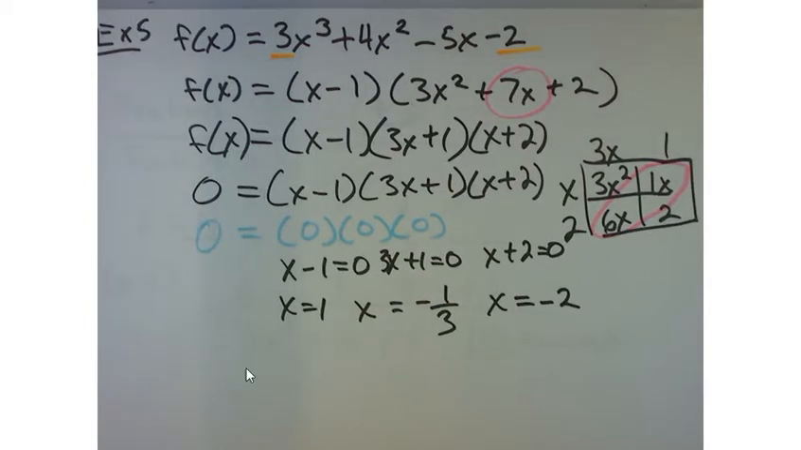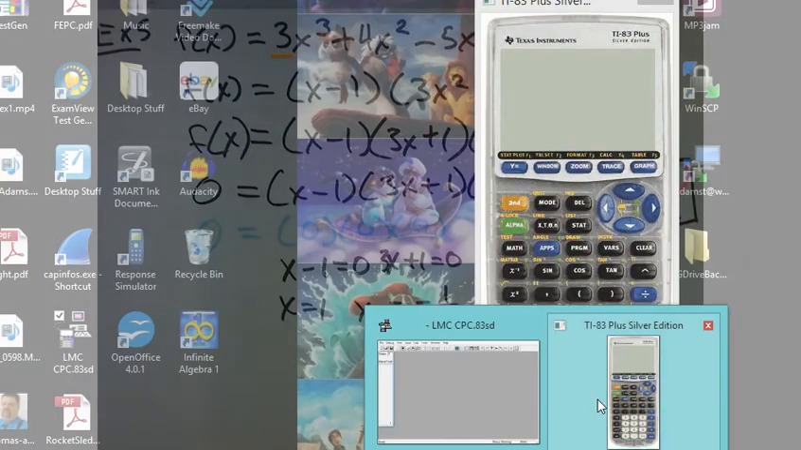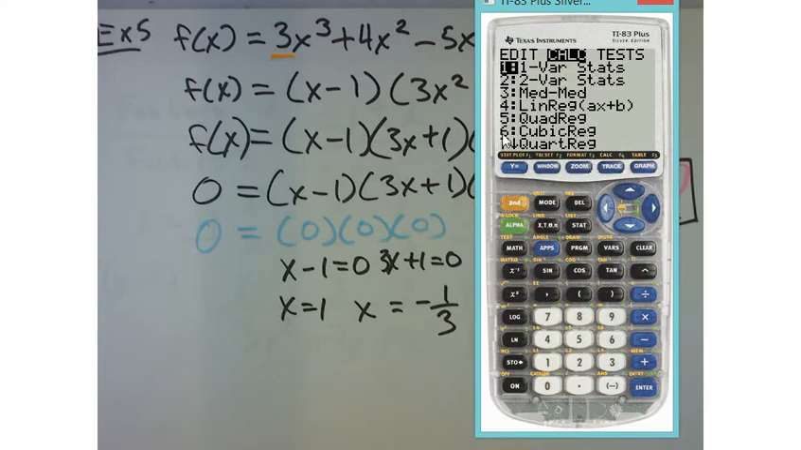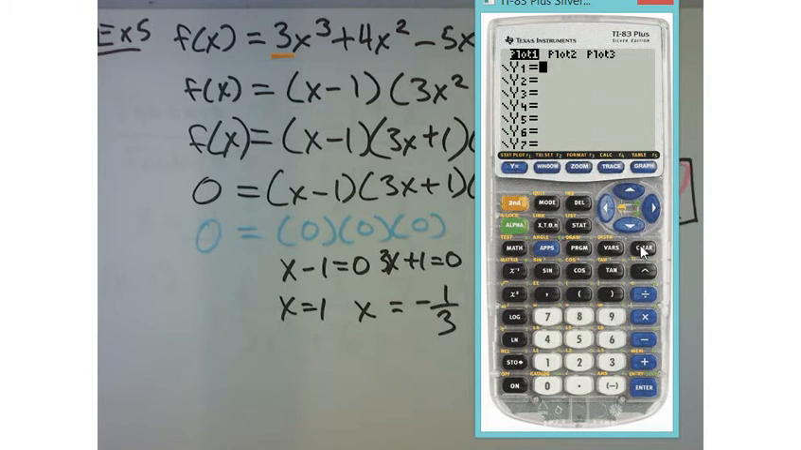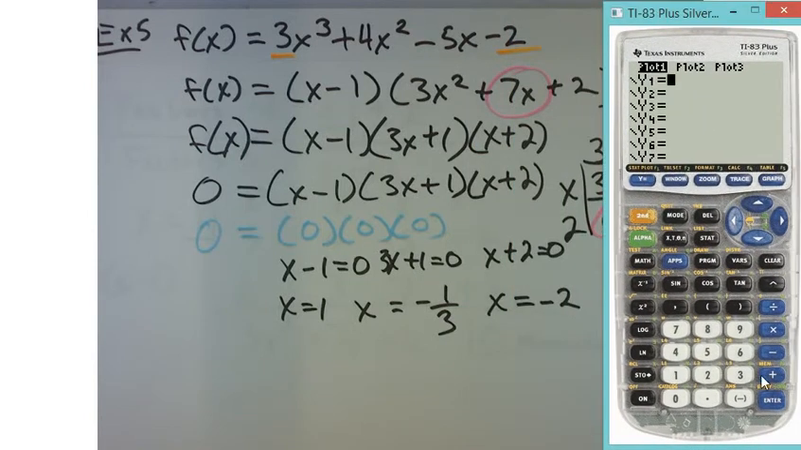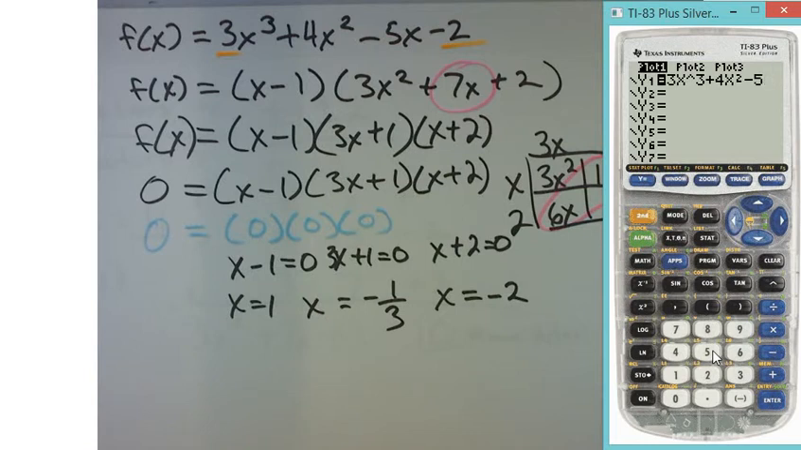Anybody have a suggestion? Graph it. Now, where are the zeros going to show up on my calculator if I graph this? Those are the x-intercepts, aren't they? It's when y equals 0, so these x-intercepts should show up. So if I hit 3x cubed plus 4x squared, gotta square it though, minus 5x minus 2.